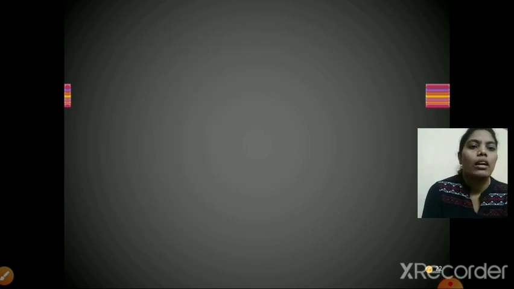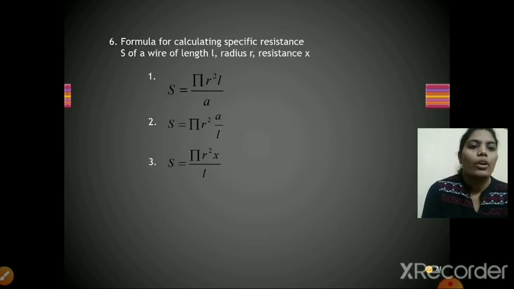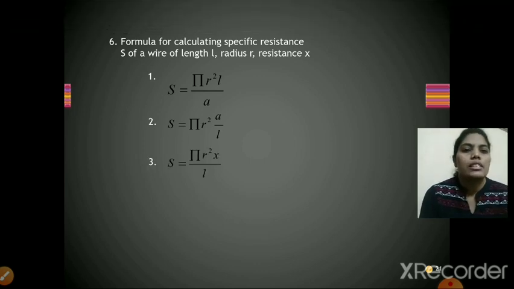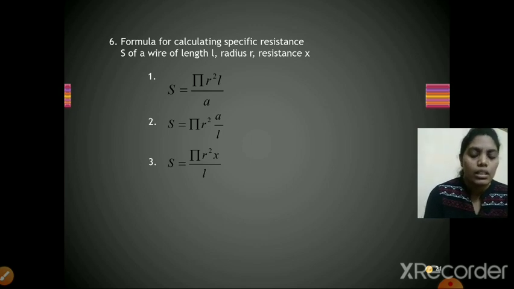Remember this formula, a very important one. The formula for calculating specific resistance is pi r square X by L, where r is the radius of the wire, X is its resistance and L is its length.